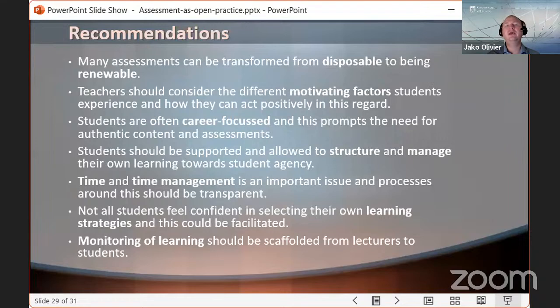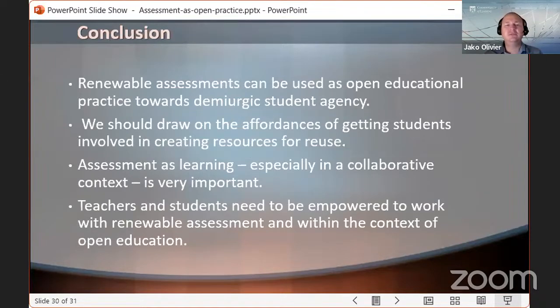So quite often you will have to, as a teacher, scaffold the process and empower them. Monitoring of learning should be scaffolded, as I said there, from lecturers to students. So moving from a teacher-centered approach more to a student-centered approach is also valuable when we talk about renewable assignments.